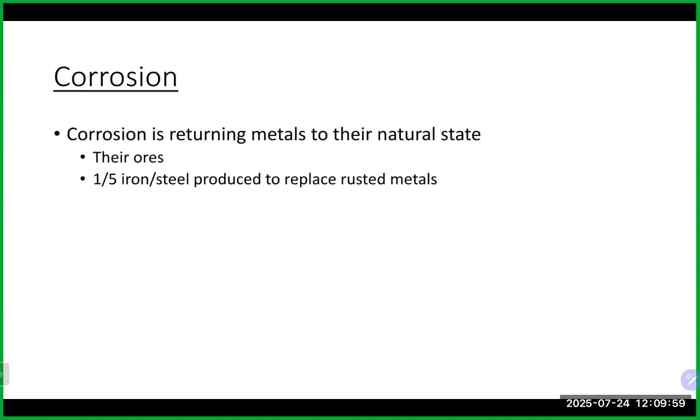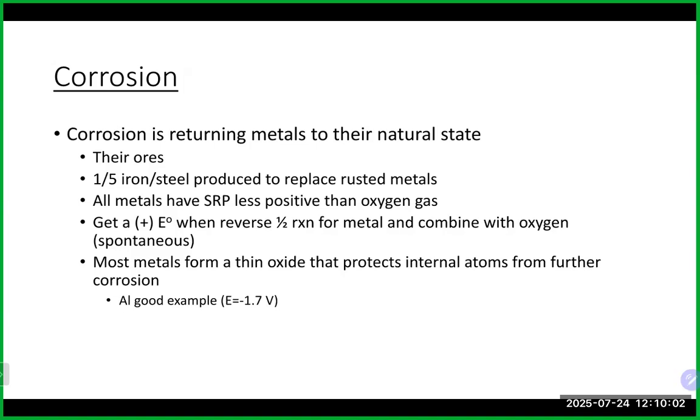All right, so in terms of batteries, like I said, you're not responsible for any specific reactions. You do need to be able to contrast a galvanic cell you would build in the lab versus a battery, compare and contrast. Another thing we're going to talk about is corrosion. Corrosion is really returning metals to their natural state. It is pretty much what happens when metals go through oxidation. So when a metal goes through oxidation, it's basically going through corrosion. A fifth of steel production is to replace rusted metals.